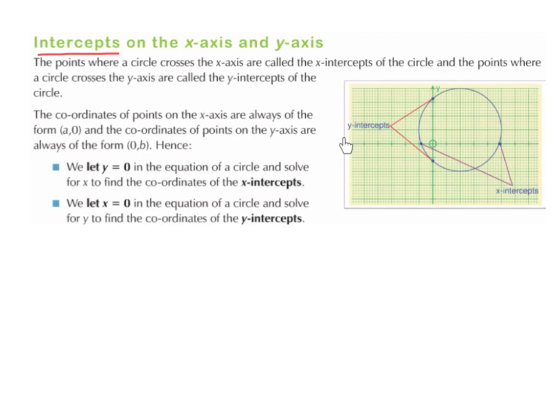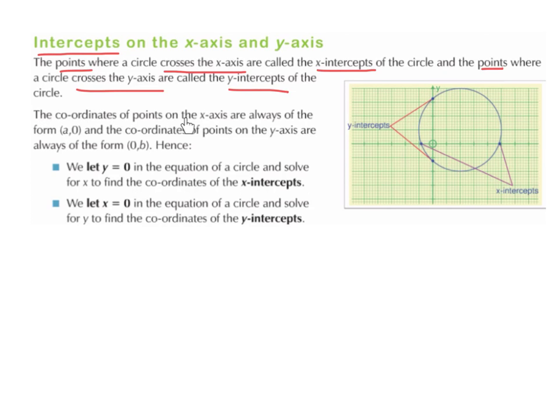So this is the x-axis. And then this point and this point are both known as y-intercepts because they're intercepting the y-axis. So y-intercept, y-intercept, x-intercept, x-intercept. The points where a circle crosses the x-axis are called x-intercepts of the circle, and the points where a circle crosses the y-axis are called the y-intercepts of the circle.